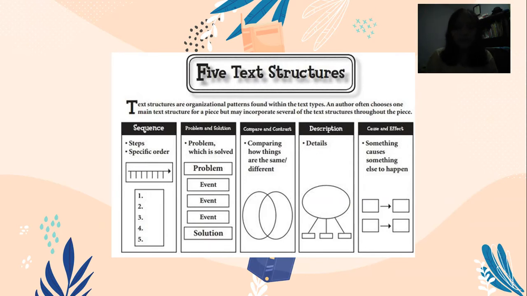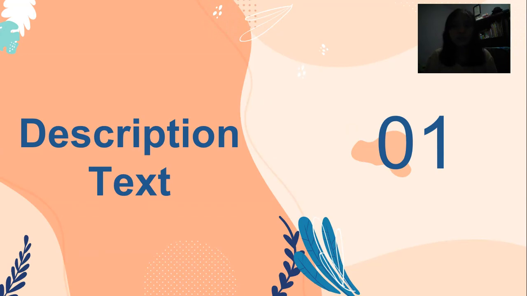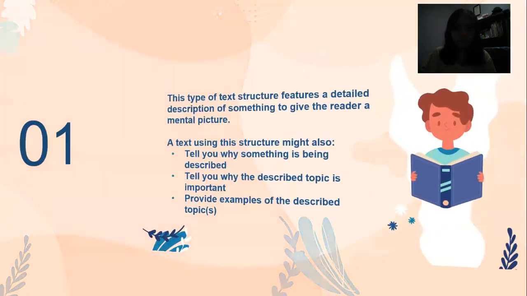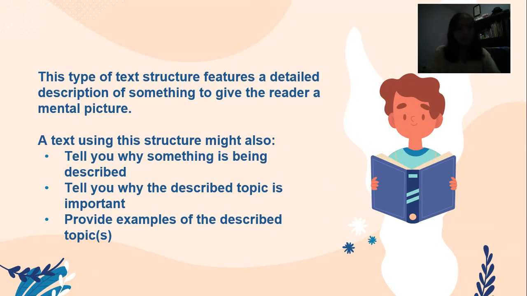So first I will tell you about description text. I will explain about description text. This type of text structure features a detailed description of something to give the reader a mental picture.